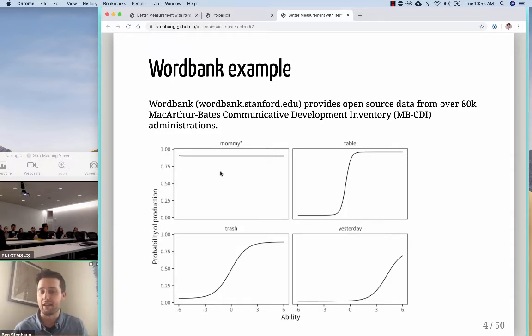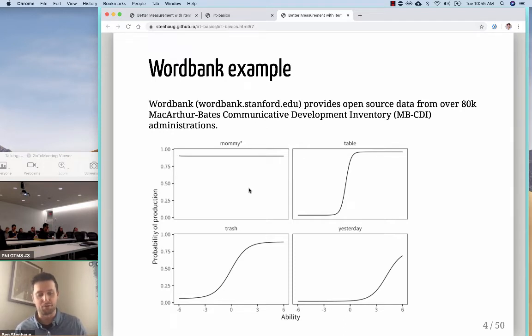Mommy, on the other hand, seems like every kid knows it. If you ask a kid that question, do you know mommy or not, it's not going to tell you much about their language development, because every kid knows mommy. Therefore, in some sense, table is a much better word. It's much more diagnostic than the word mommy, if you're trying to understand how much language a child understands. So that's some motivation up at the forefront.